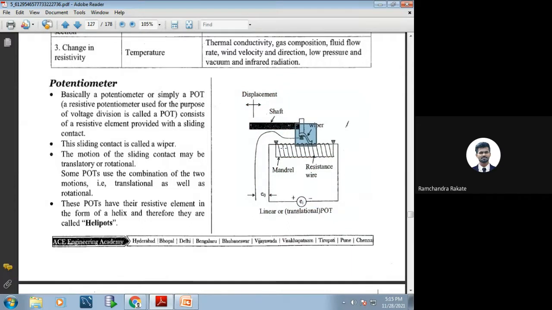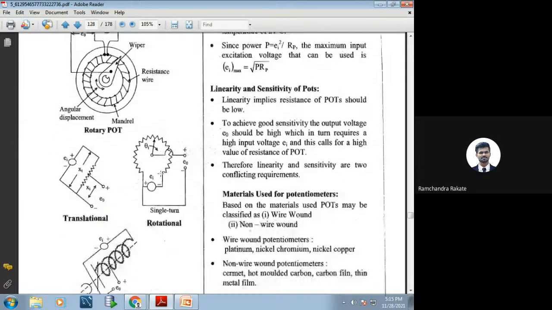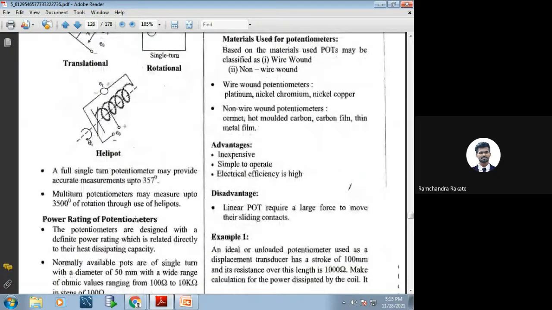The motion of the sliding contact may be translatory or rotational. Some of the POTs use a combination of these, and this POT has a resistive element in the form of a helix, and therefore these are called helipots. Correct. Now what is important over here?